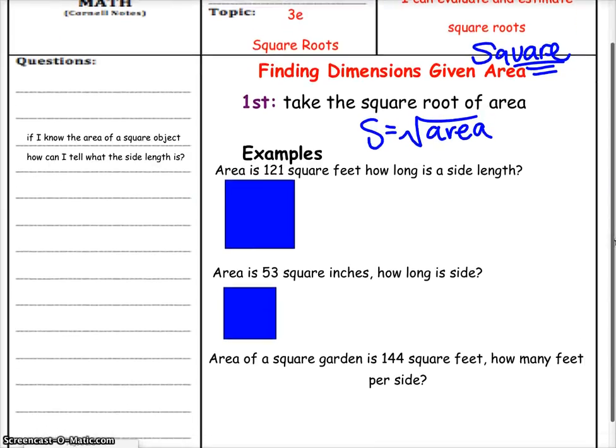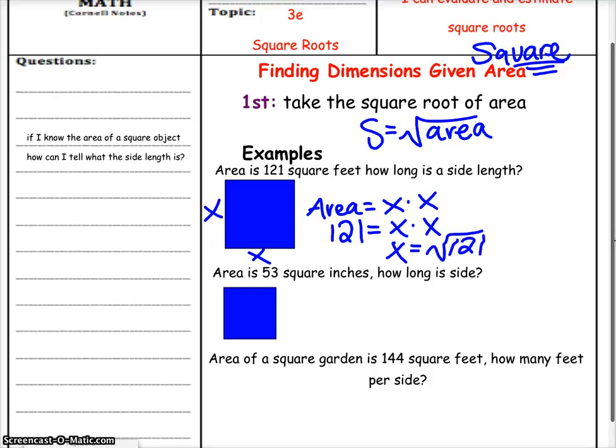All right, here's an example. An area is 121 square feet. How long is a side length? Well, what I know about a square is the length and the width are the same. So I want to know, and I know to find the area, you multiply the sides. Well, I know that the area is 121, so I want to know what number times itself is 121. So then my side length, or x in this case, I'm evaluating as x, is equal to the square root of 121, which is 11.